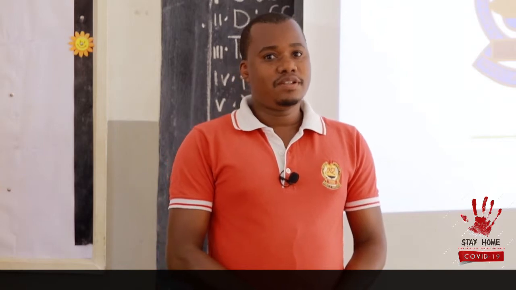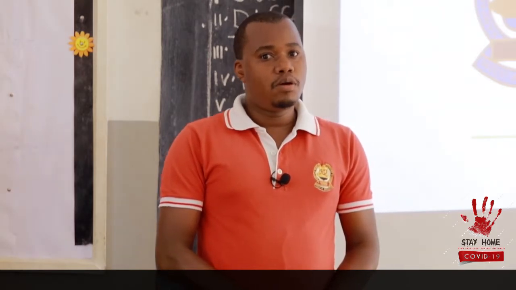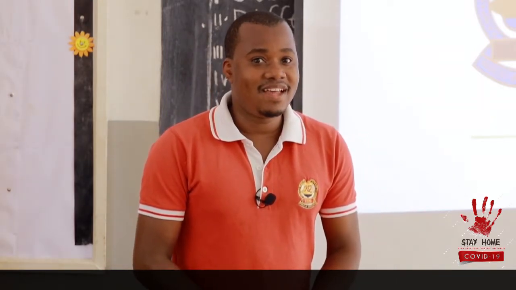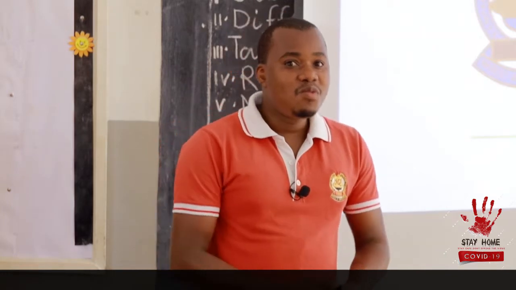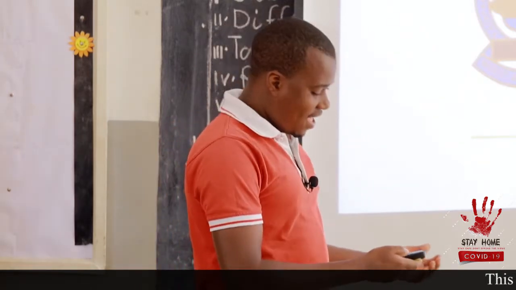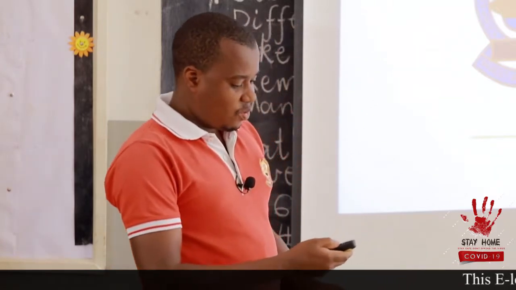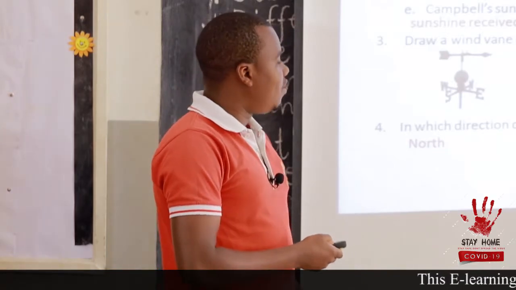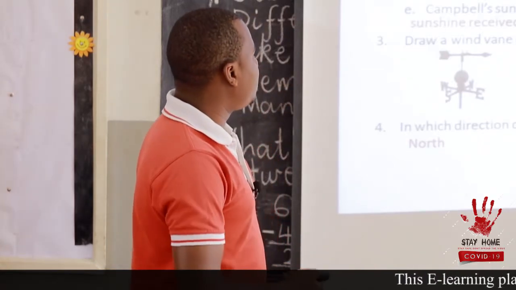My children, in our previous lesson, you remember what we talked about. I think you know, you have the book there, you can open and check. When I was ending, I left you with a certain activity. Now we are going to go through that activity very quickly, then we learn today's work. So let's go. This is the activity of the previous lesson.